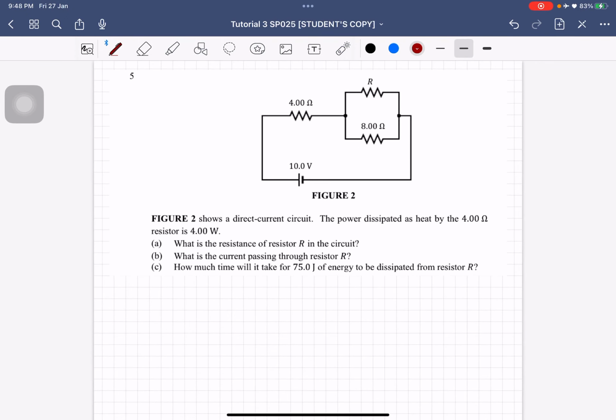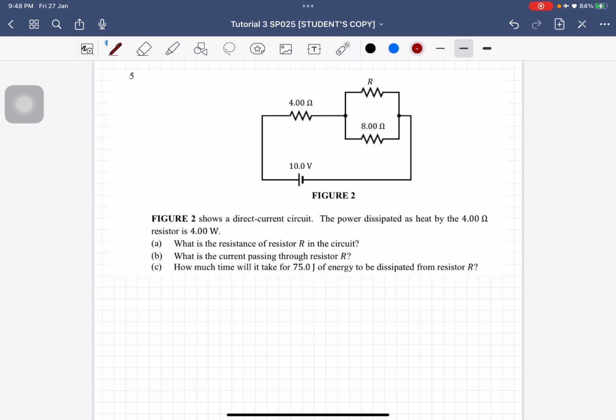Question number 5. This figure is showing us a direct current circuit. The power dissipated as heat by the 4 ohm resistor is 4 watt. What is the resistance of resistor R in the circuit? For this question, we have to find the resistance R, which is this one.